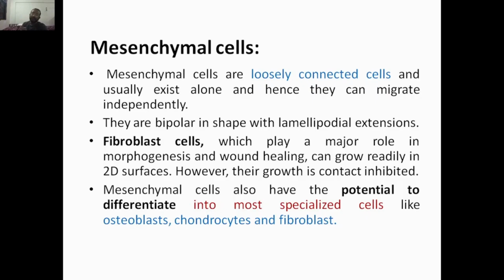So fibroblast cells can grow readily on 2D surfaces. However, their growth is contact inhibited. What do you mean by contact inhibited? That means when fibroblast cells come into contact with other mesenchymal or fibroblast cells, they will stop differentiating. Mesenchymal cells also have the potential to differentiate into more specialized cells, like for example osteoblasts, chondrocytes, fibroblasts.